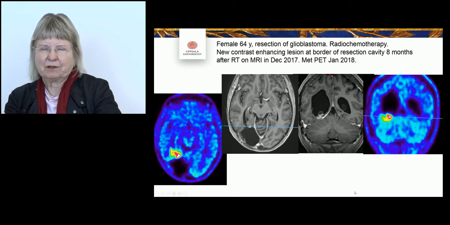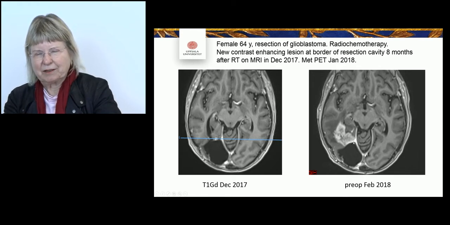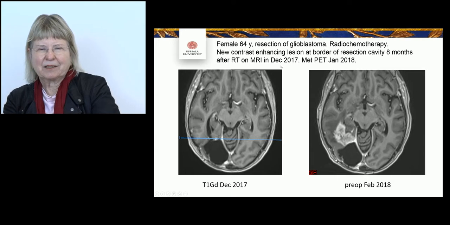Then the patient was planned for surgery to remove this lesion, and the preoperative MRI performed 1 month after the methionine PET showed, unfortunately, progression of the tumor, which was, of course, confirming the diagnosis, but it would have been better to perform the PET in very close proximity to the MRI, and then to do the surgery without delay.